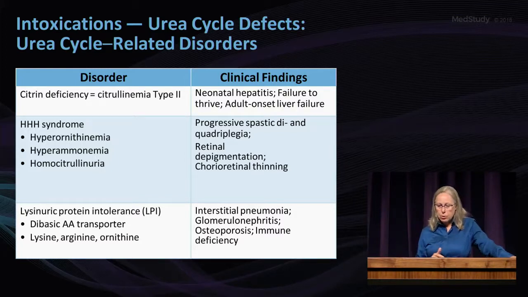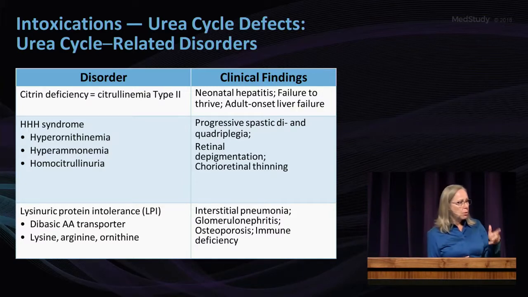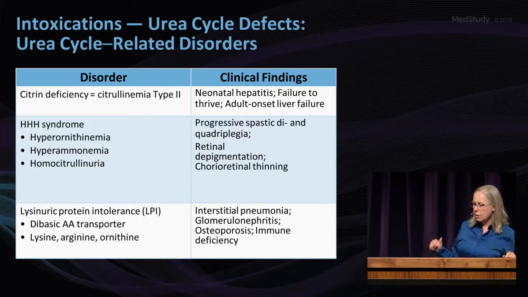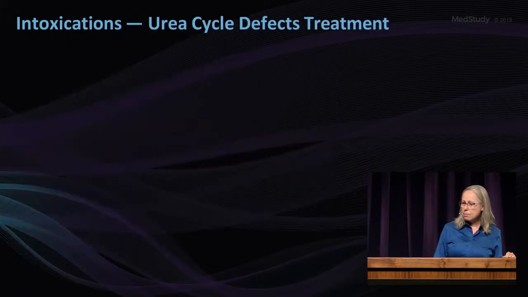And then lysinuric protein intolerance is due to a problem in your dibasic amino acid transporter. So you get an elevation of lysine. What's a problem of lysine, arginine, and ornithine? So if you have a problem with ornithine getting into your urea cycle, it begins to slow down as well. But these people also have interstitial pneumonia, glomerulonephritis, osteoporosis.